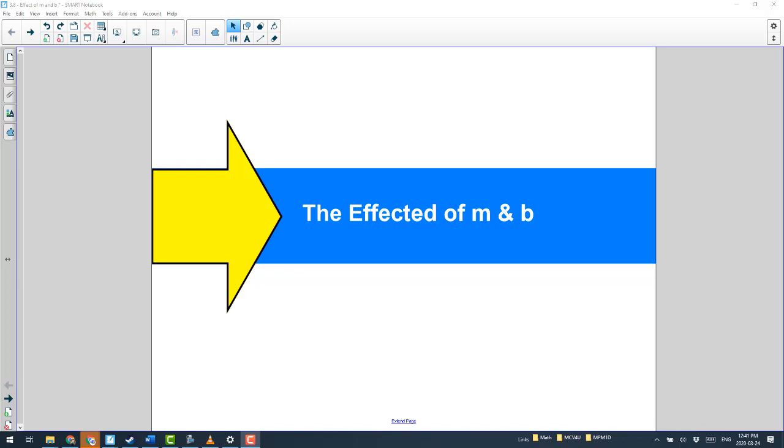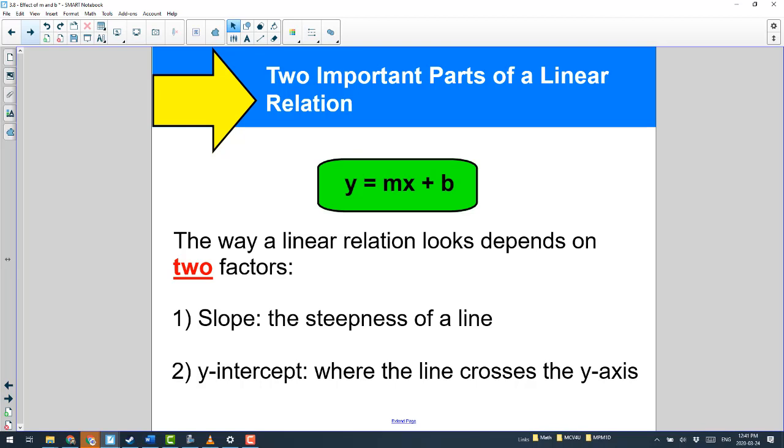So today I want to look at the effects that our two variables m and b have on our equation of the line. Just as a reminder, our general equation of the line is y equals mx plus b. These two variables, m and b, account for the slope and the y-intercept. Slope and y-intercept will essentially define what any line is.